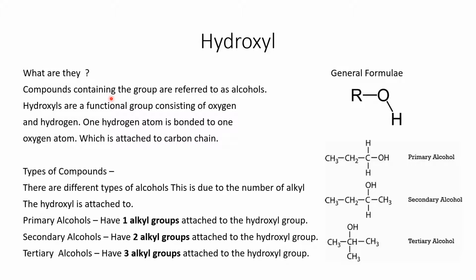Hydroxyls are the most famous functional group you can find. Normally compounds that contain hydroxyls we refer to as alcohols. Essentially, it's an R group bonded with an oxygen and a hydrogen. Now there's different types, and it's really dependent on the number of carbons that the carbon that's bonded with the hydroxyl group is bonded to. In primary alcohols, you have 1, secondary you have 2, and tertiary you have 3, as you can see here.